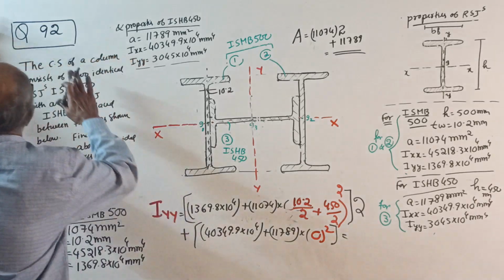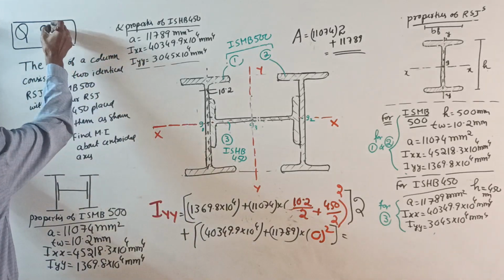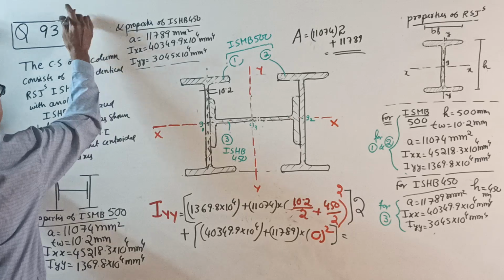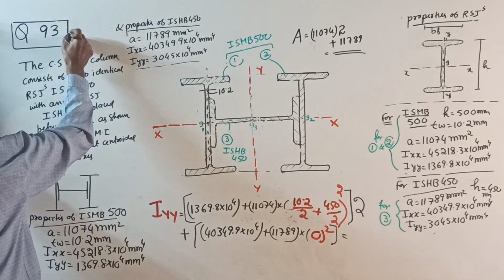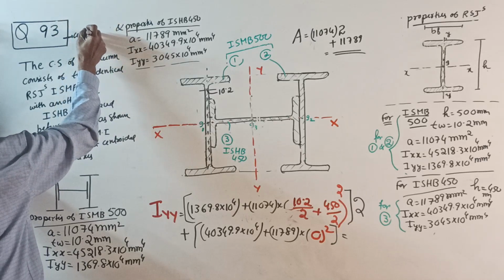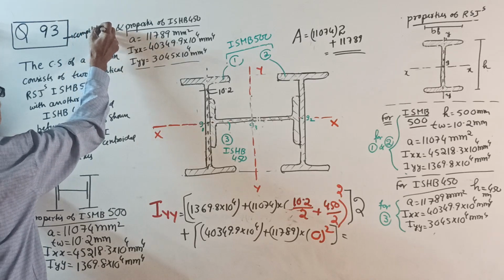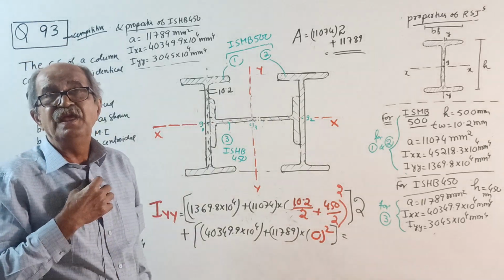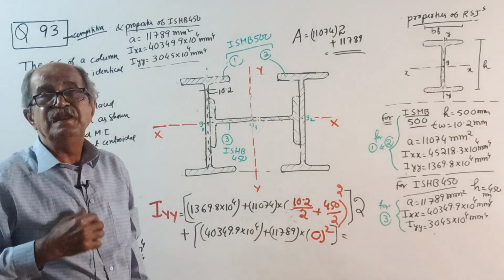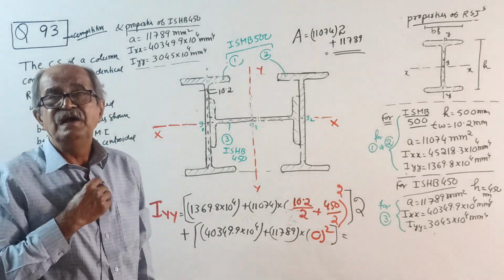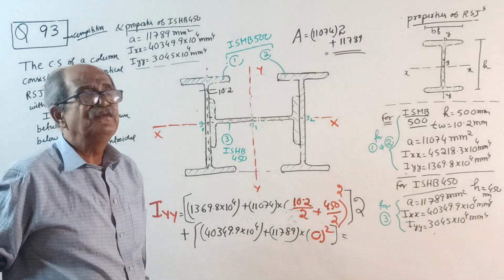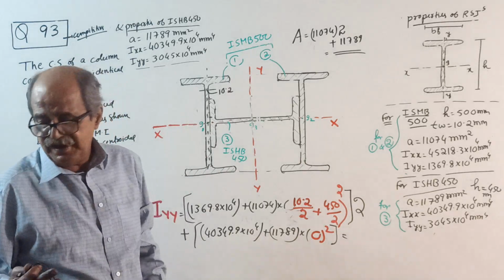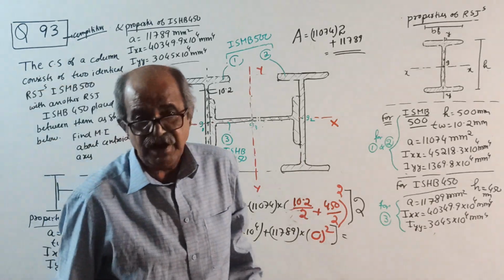Question 92 over. Question 93 is a tricky question. This is asked in competitive examinations. Very simple actually. If you use your brain, a little logic is required. Otherwise, understand whatever is possible for moment of inertia. I write the question.